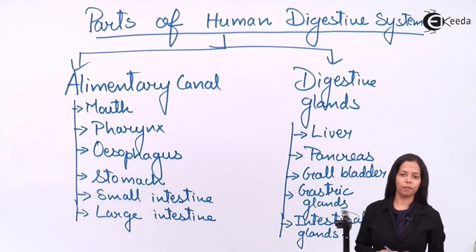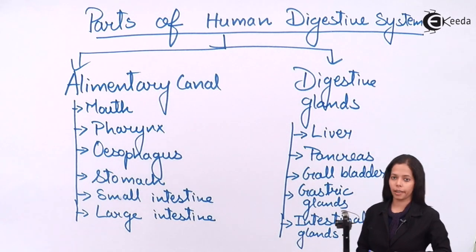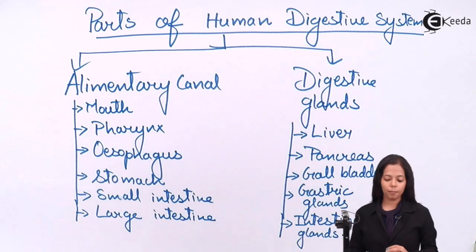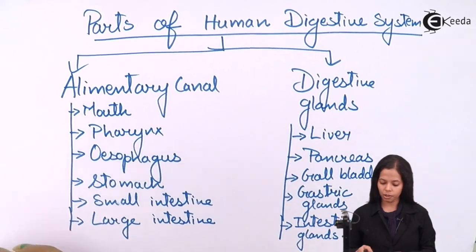Now, so these are the parts of the digestive system. I will start with the explanation of the alimentary canal. Under the alimentary canal, you can see the mouth is the first part. So let's begin with the description of the mouth. The mouth is divided into two major parts. One is called the vestibule and the second one is called the buccal cavity or oral cavity.